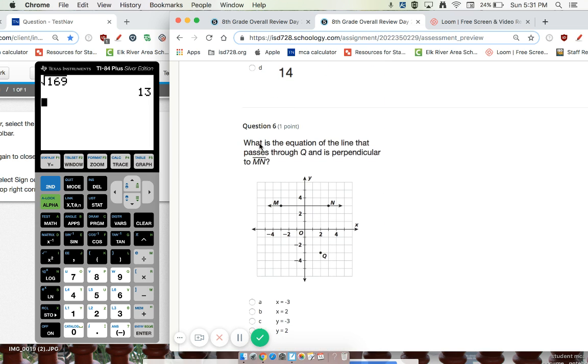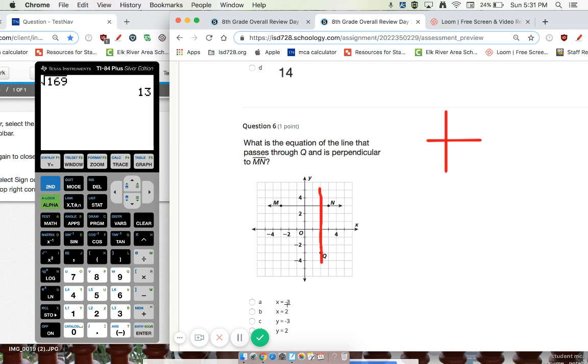Moving on to number 6. What is the equation of the line that passes through Q? So that means I have to go through here and is perpendicular to MN. Remember, perpendicular means like it's a letter T, like it crosses at that 90-degree angle. So it needs to be the line that looks like this. So this one's kind of hard. It took me a long time to know x equals and y equals lines.